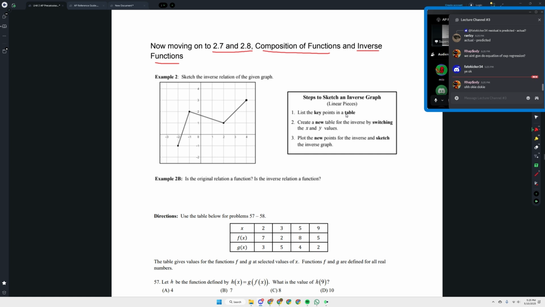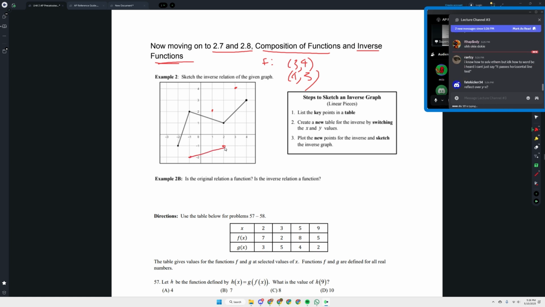So, composition of functions and inverse functions. The way you do an inverse relation is you flip the x and y values pretty much. So if you have 3, 4 in your original, your inverse would now be 4, 3. 4, 3 becomes now 3, 4. 2, 1 becomes 1, 2. Negative 1, 2 becomes 2, negative 1. And negative 2, negative 1 becomes negative 1, negative 2. And after you do it, it reflects over the y equals x axis.